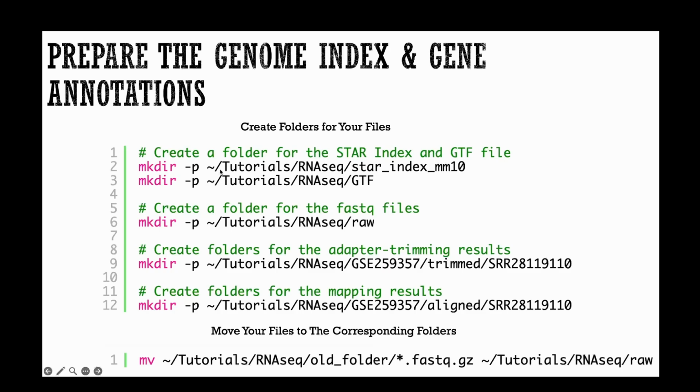For example, we want to create a tutorials folder in the home directory, an RNA-seq folder inside of the tutorials folder, and then a star index mm10 folder inside of the RNA-seq folder. So with one command, we can create a series of folders, right? We create a folder for our genome index, one for GTF, one for the FASTQ files, one for trimmed results, and one for aligned results.